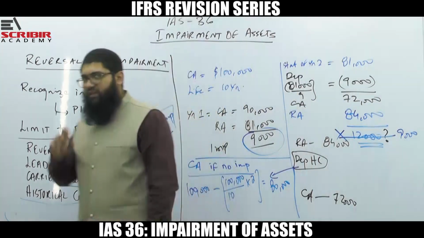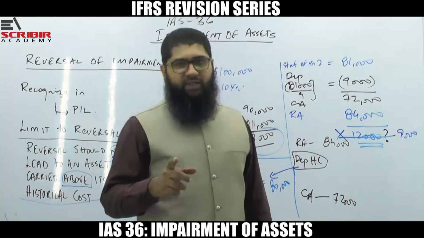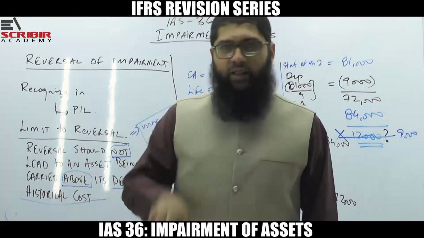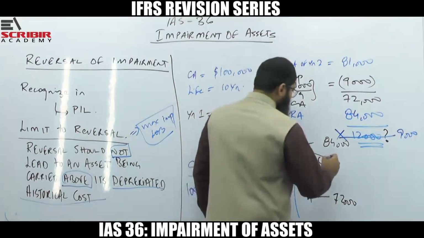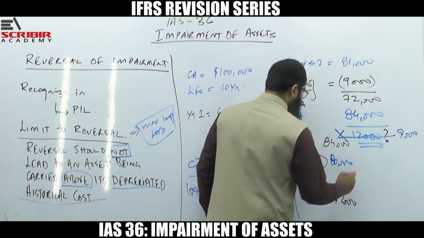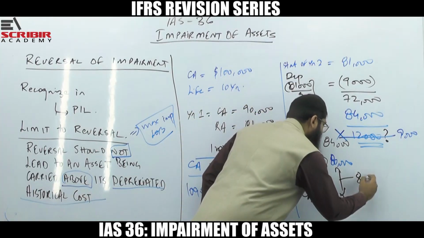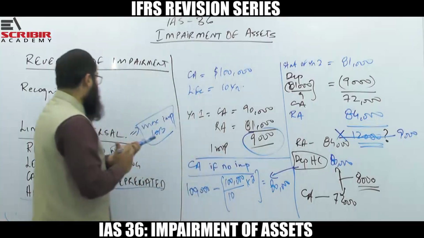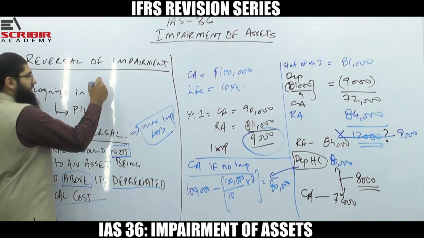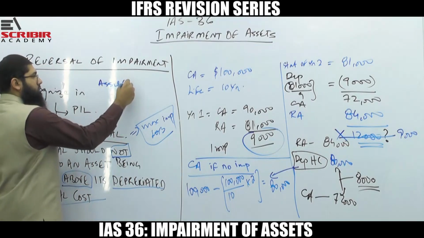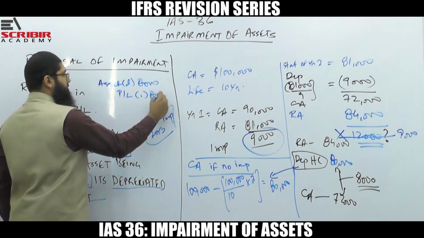What do you mean by this? That in case this asset was normally depreciated and not impaired, this is what the carrying amount of the asset would have been. So the depreciated historical cost is 80,000. So basically the maximum gain that could be recognized is 8,000. Maximum reversal that could be recognized is 8,000. So what are you simply going to do? You're going to say that the asset is debited by 8,000 and the P&L is going to be credited by 8,000.